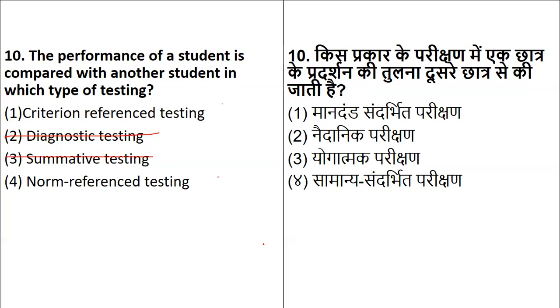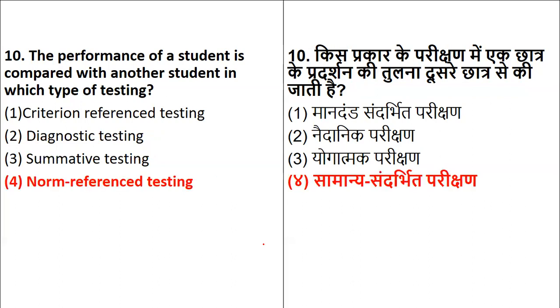Okay, let's see how many of you are right. So that is called norm. When we compare one student with another, it is norm. But when we compare the student with a certain benchmark, it is called criterion reference. So the right answer is norm. In test number four, we had the same type of question, but that was based on criterion reference, and today it is norm reference.